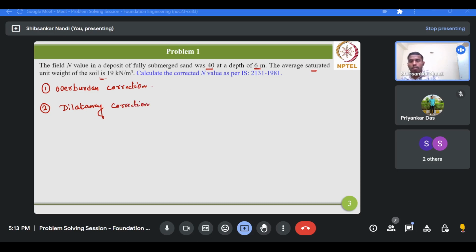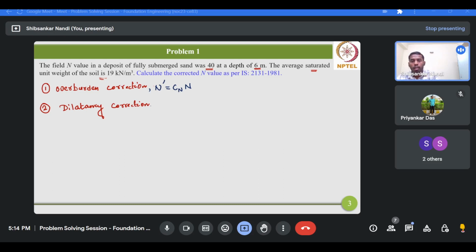Now we'll discuss these corrections one by one. So first, for overburden correction, you need to multiply one factor with the field SPT N value so that you can get the corrected N value considering the overburden correction, and this Cn is nothing but the correction factor.